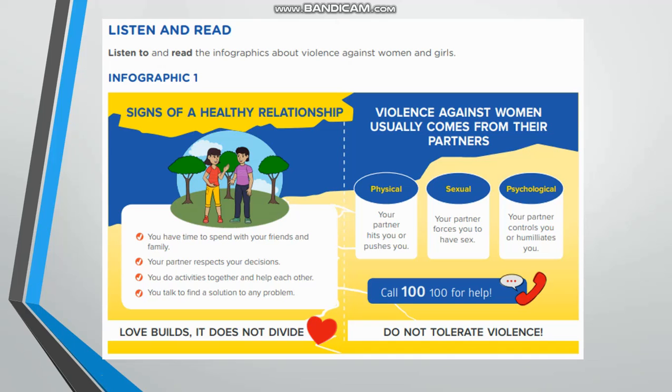Violence against women usually comes from their partners. Physical violence: your partner hits you or pushes you. Sexual violence: your partner forces you to have sex. Psychological violence: your partner controls you or humiliates you. Call 100 if you are a victim or if you know a victim of violence. Do not tolerate violence.